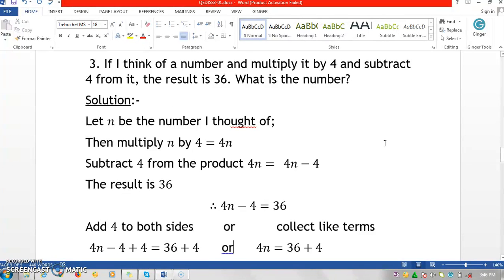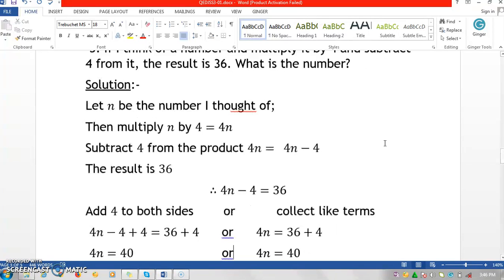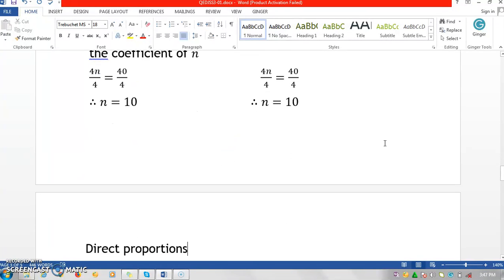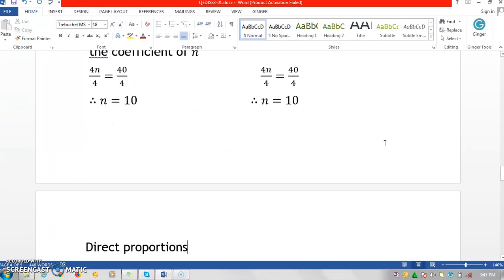That way we arrive at 4n minus 4 equals 36. We interpreted it 9 by 9. And when we add 4 to both sides, we have 4n minus 4 plus 4 equals 36 plus 4. Then we have 4n equals 40. We divide by the coefficient of n, which is 4: 4n over 4 equals 40 over 4, and that will give us n to be 10.